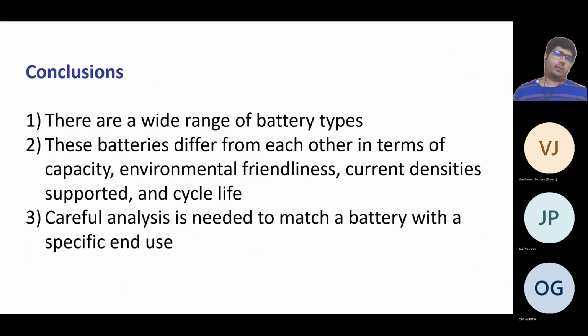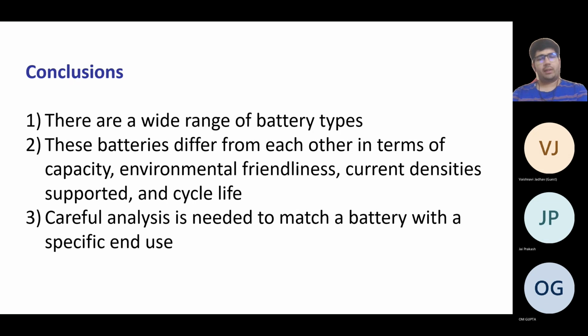So the conclusion is that there is a wide range of battery types. We have covered different batteries. These batteries differ from each other in terms of capacity, environmental friendliness, current densities supported, and cycle life. We have seen that the current density differs. Some are toxic and some are non-toxic. In cycle life, some automatically reduce the battery life and some retain it, some have a memory effect. We have seen these parameters.